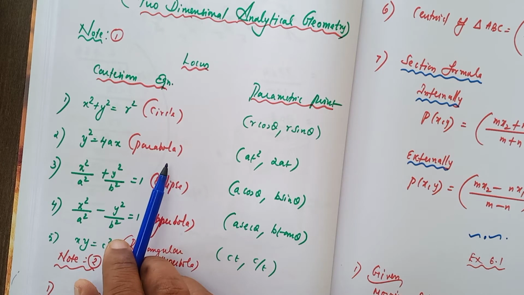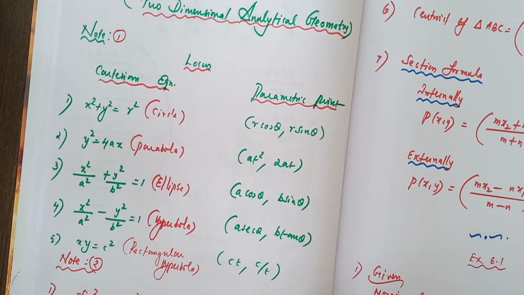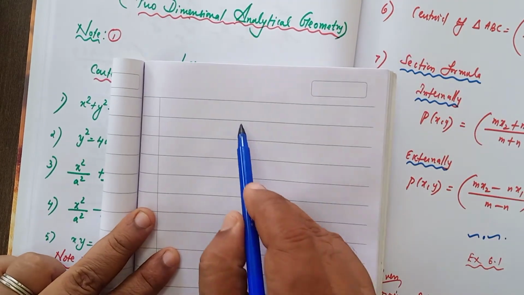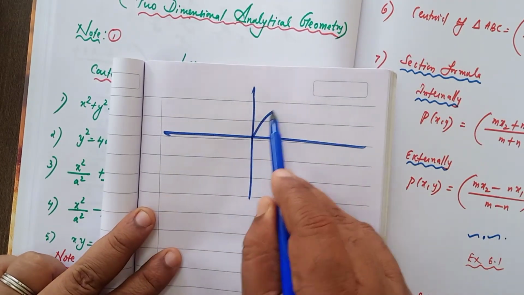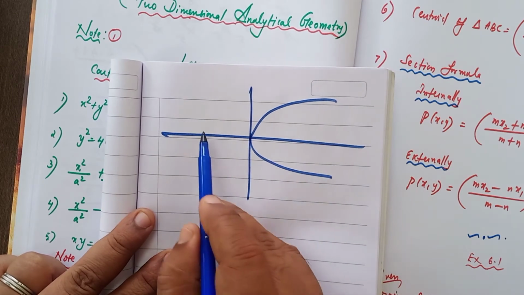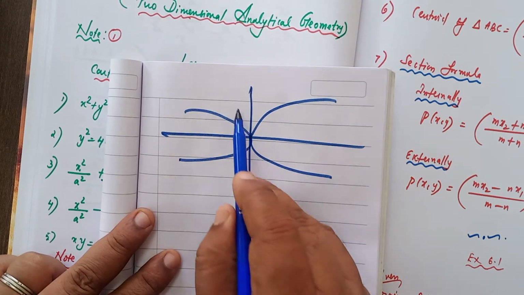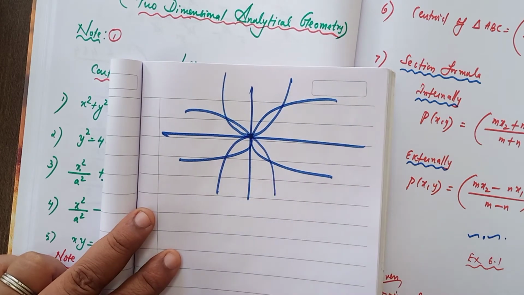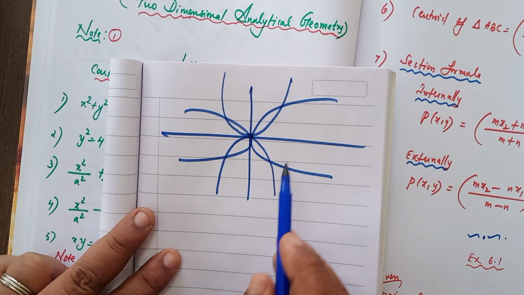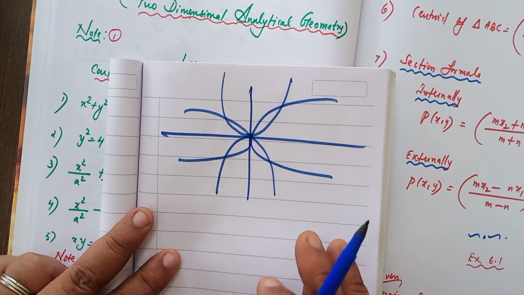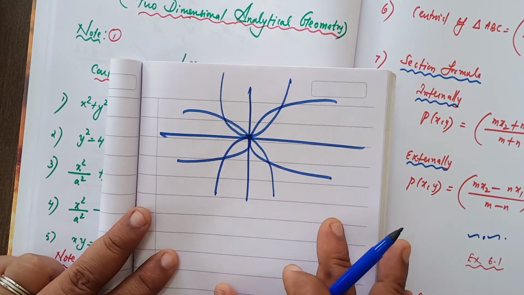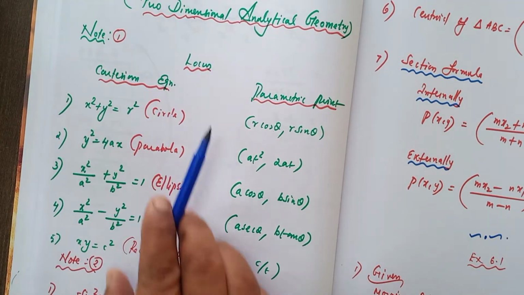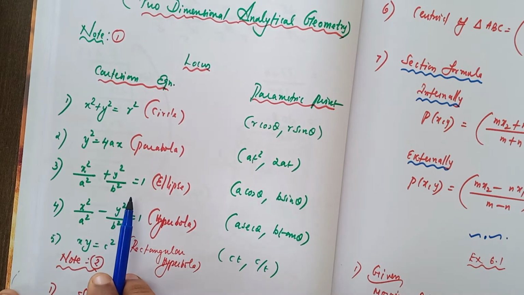Then parabola. Actually 4 different parabolas are there: open right, open left, open up and open down. See, this is the open right parabola, this is the open left parabola, the open up parabola and the open down parabola. So the open right parabola is the standard form of the parabola. It is a locus, and the equation is y square equal to 4ax. General name, locus.